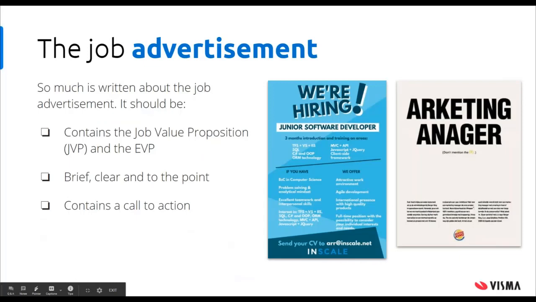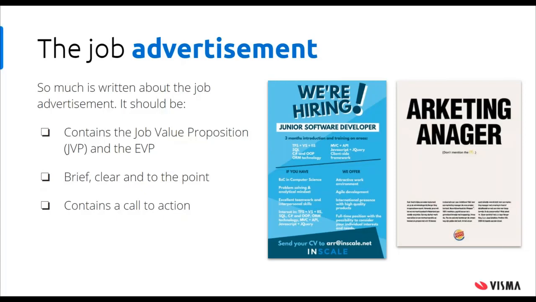And then the job advertisement, and here I'm not specifically talking about a specific job, it's more a general advertisement, what you see right here. So there are two examples, one very concrete one: we're looking for a junior software developer. It has the basic information, and as I said in the bullet points, it contains the job value proposition, so what is unique about the job, and the employee value proposition. What do we have to offer? Make sure that it's brief, clear, and to the point, and also that it contains a call to action, as you can see on the we're hiring example at the bottom: send your CV to this email address.